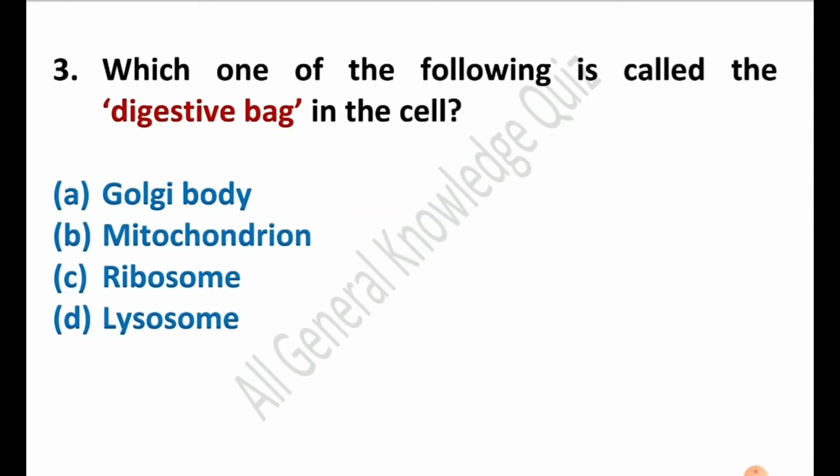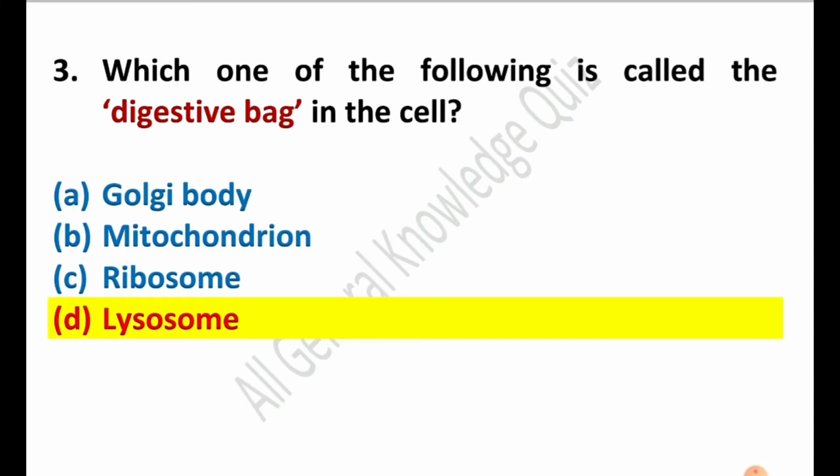Question number 3. Which one of the following is called the digestive bag in the cell? Option A, Golgi body. Option B, mitochondria. Option C, ribosome. Option D, lysosome. The answer is option D, lysosome. Lysosome is called the digestive bag in the cell.